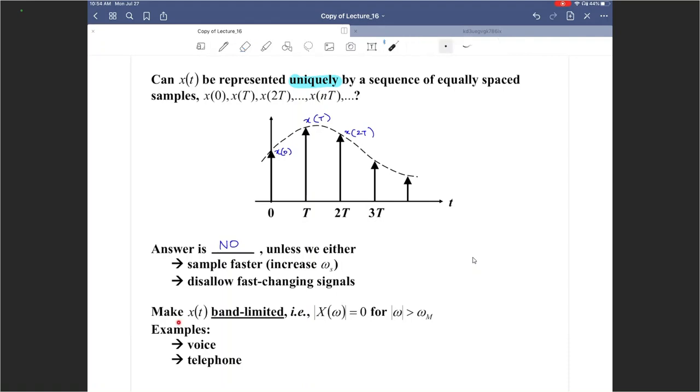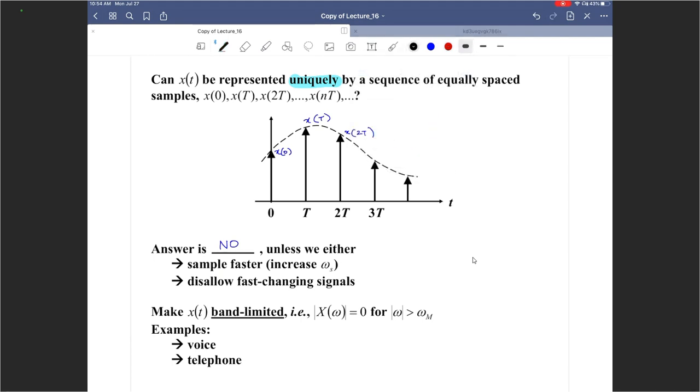Also, because it is related to the frequency in the signal, we need to make x of t band limited. What does band limited mean? Band limited essentially means that after a certain frequency, omega m, there is no other frequency in the signal. It is limited in terms of its bandwidth, in terms of its spectrum.